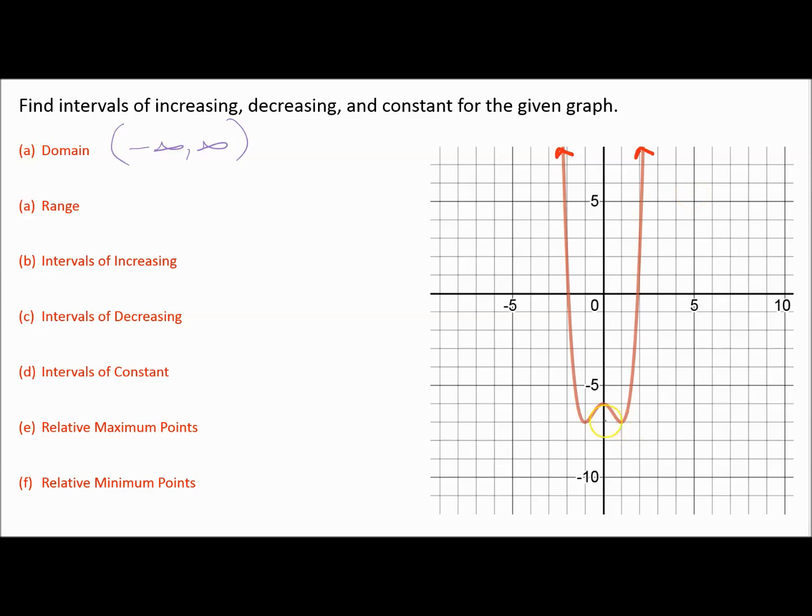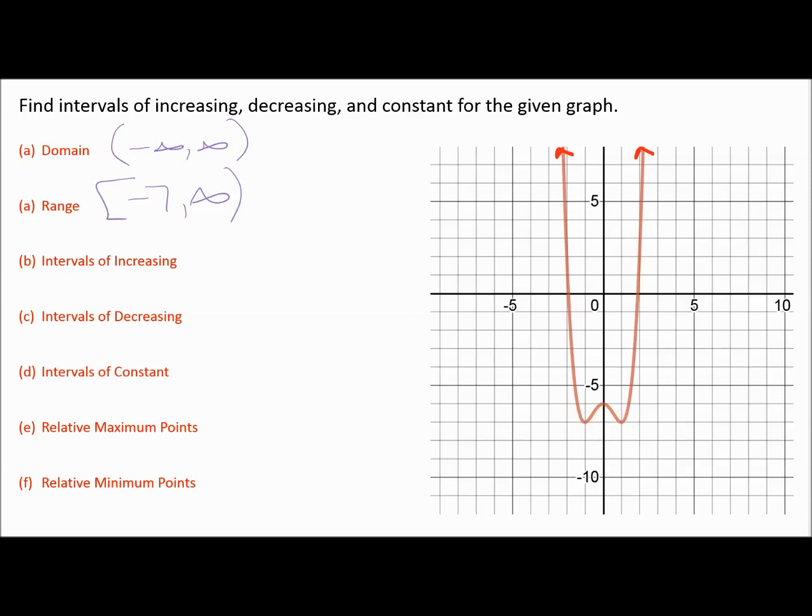Range is low to high. That may be easier to see. The graph does not go below whatever this y value is right here. Okay, so that y value happens to be -7. It is included, so I do -7. How high does the graph go? Now, I think that's pretty easy to see. It goes up to positive infinity.